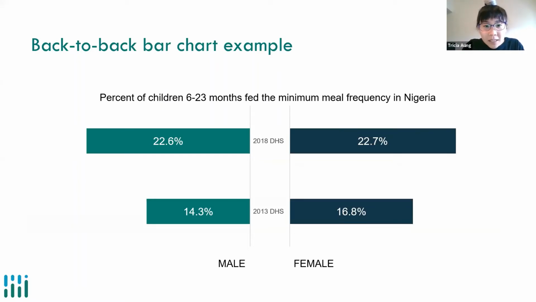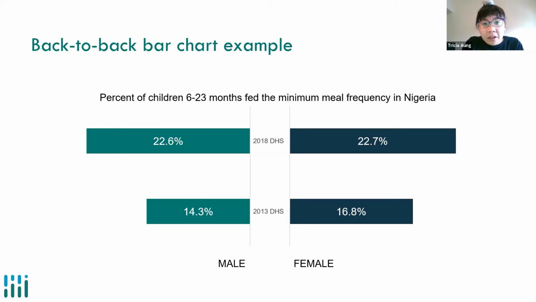So this is an example of an application of using a back-to-back bar chart where we have two different groups. We have male children and female children, and we're looking at the minimum meal frequency in Nigeria. How our brains would first look at this and interpret it is we would judge, does this look symmetrical? It pretty much does. There is some difference in the females in 2013, but for the most part, if our brains are looking at the length of these lines, they're about even. And so we can quickly think that maybe there isn't a difference between male and female children in this indicator.